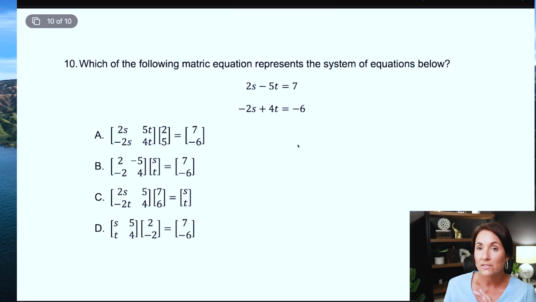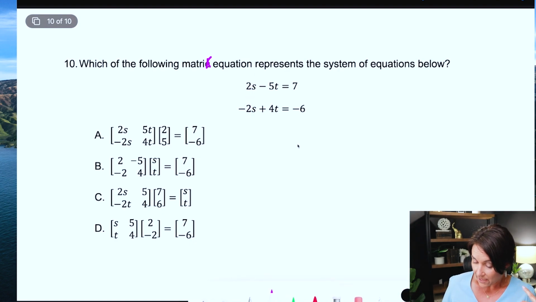All right, so now let's take a look at how we might use matrices to represent systems of equations. This is super simple. So you might get something like this. Which of the following matrix equations represents the system of equations below? So we have 2s minus 5t equals 7 and negative 2s plus 4t equals 6. So you probably remember these. You can add these together and the s's cancel out, and then you can solve for t, and then you can solve for s. You probably know that from previous sessions.